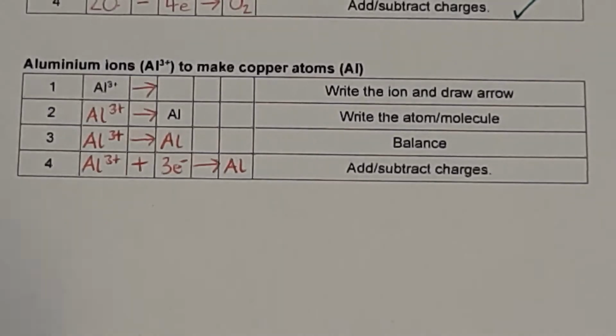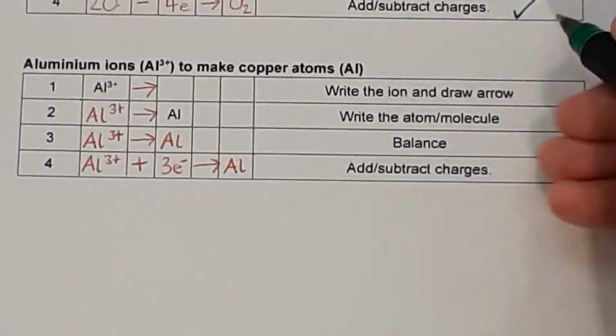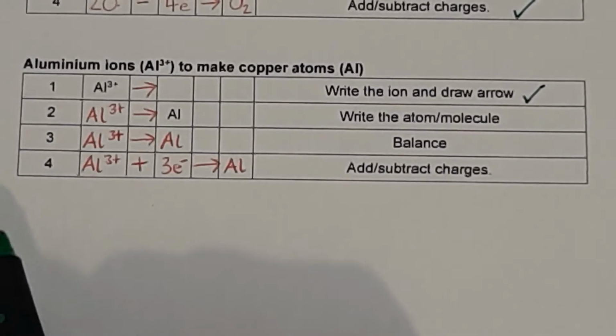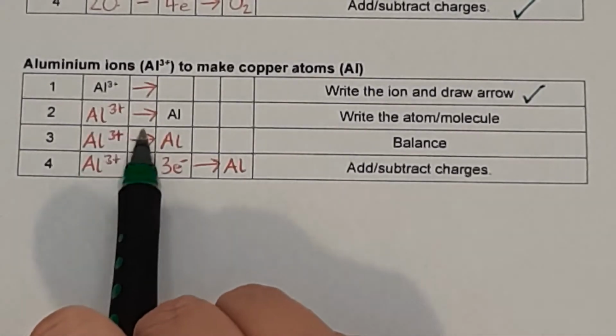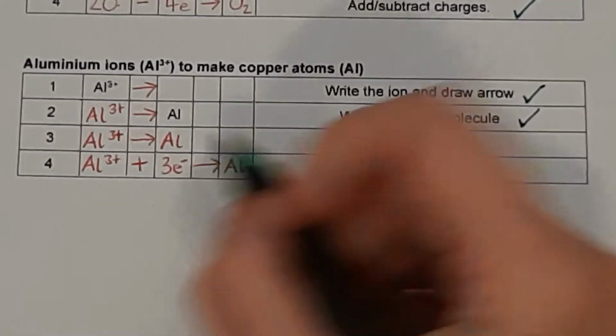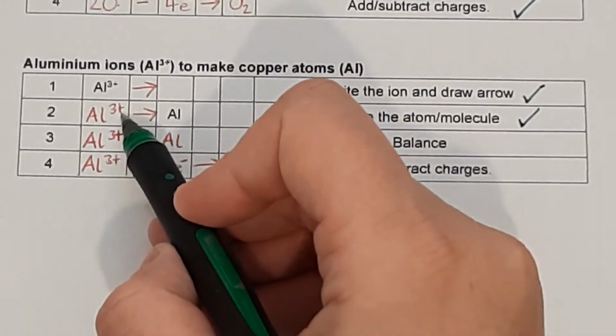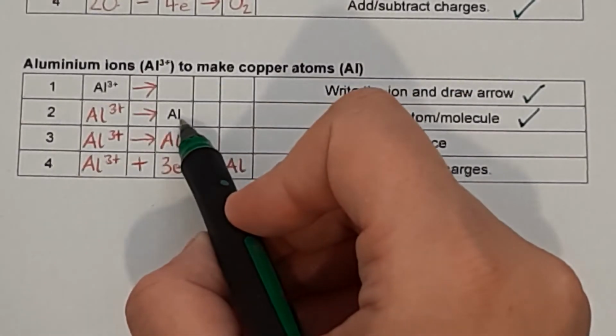Okay, so we're going to go through aluminium now. Write the ion, which is written for us, and draw the arrow, so you get a mark for that. Write the atom or molecule. Well, again, that's been done for us. So Al3+ turns into Al. This is just an aluminium atom with a +3 charge, turns into just an aluminium atom that's neutral.